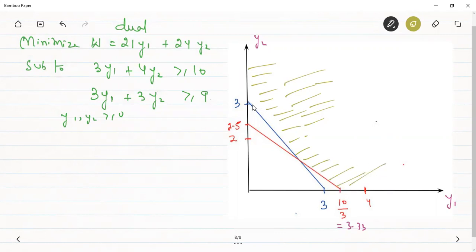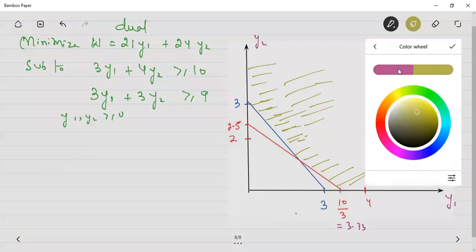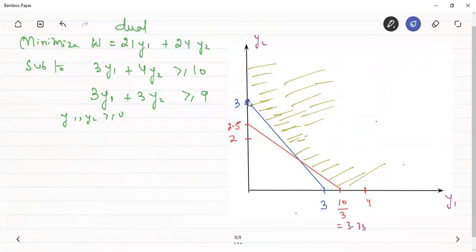Okay, this has to be the feasible region. It can't go below this blue line, nor below the red line. So after seeing this feasible region, we come to the conclusion that we have 3 corner points. This is the first corner point, another corner point here, and another corner point here. Suppose the first corner point is (0, 3).